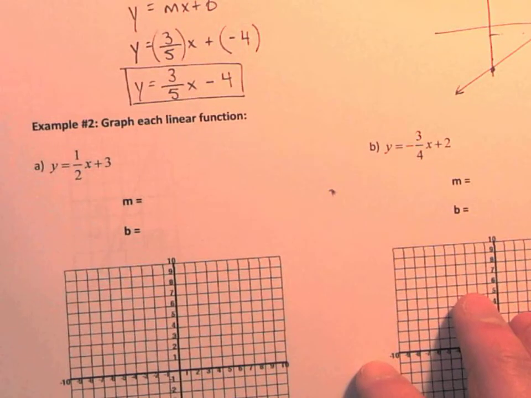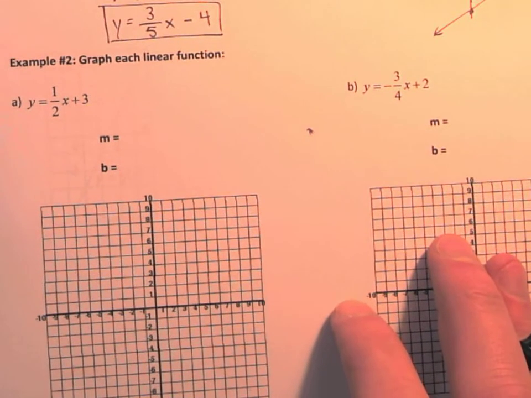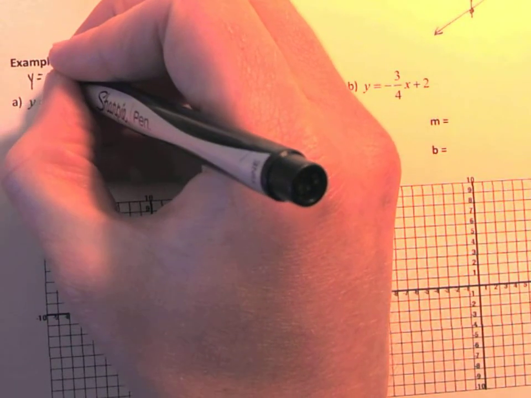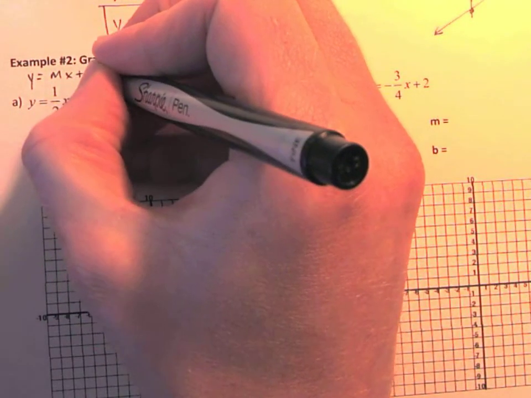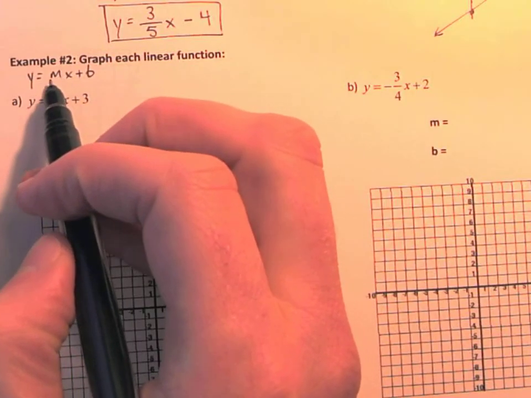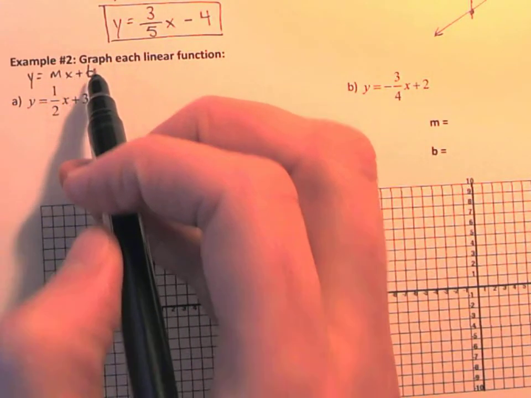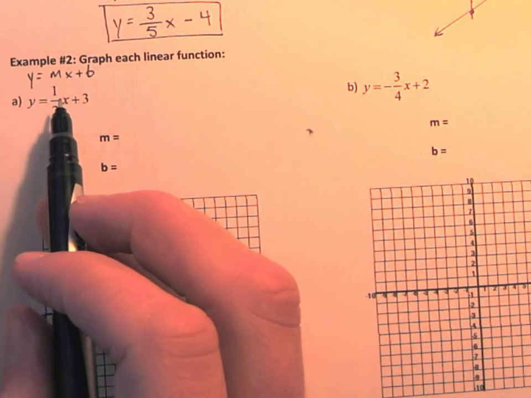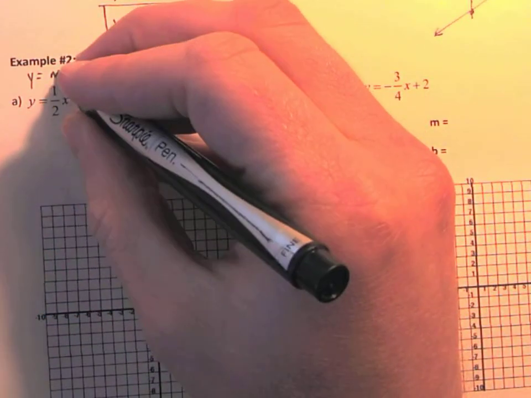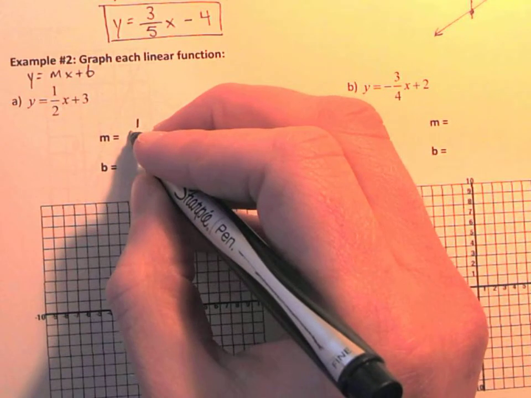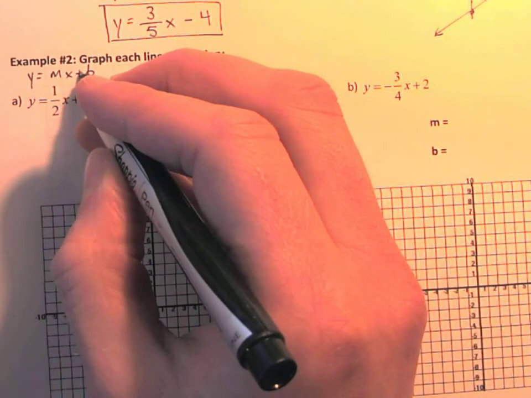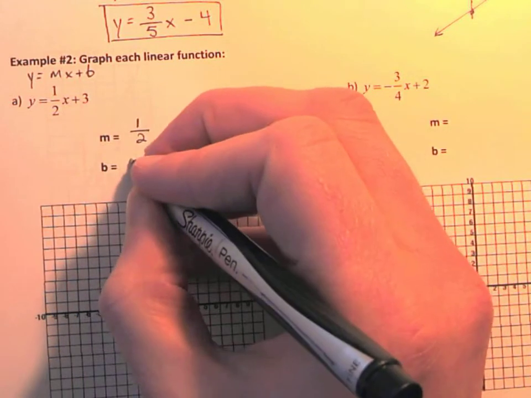Alright, so let's do example 2 now. Graph each linear function. So we know we have an equation, and that's the only form of an equation that we know, is y equals mx plus b. And this is y equals mx plus b. So let's say what our m is. Our m is 1 over 2. Our b value is, let's see, plus and plus match up, so our b value is 3.